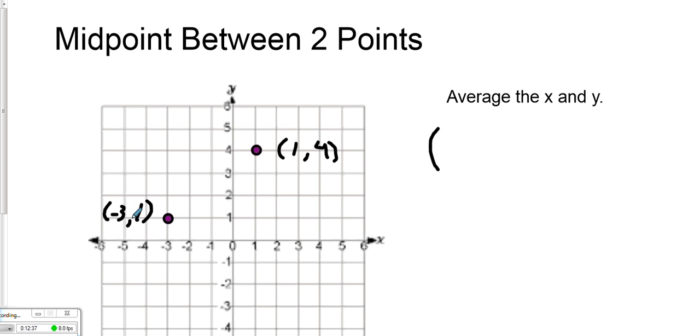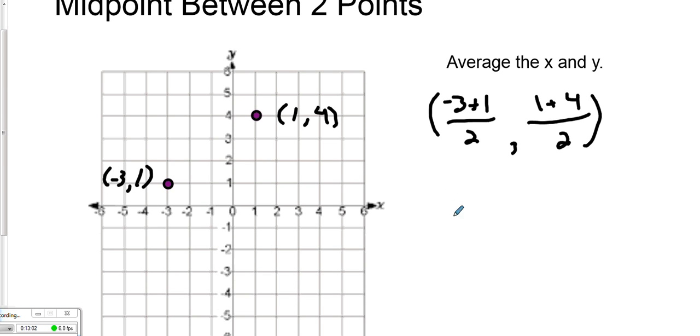So, x values, negative 3 and 1, we add those up. Negative 3 plus 1. To find the average, you divide by however many there were. There are 2 of them. Average the y values, 1 plus 4. Again, divide by 2, because we're finding the average. Average x, average y. Negative 3 plus 1 is a negative 2, divided by 2. 1 plus 4 is 5, divided by 2.